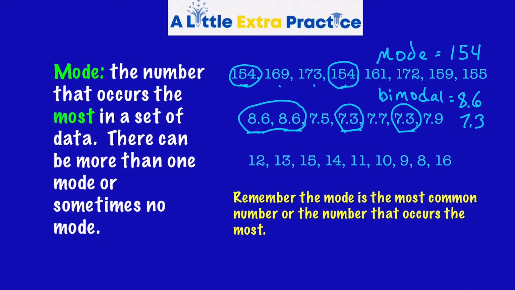Looking at the final set of data: 12, 13, 15, 14, 11, 10, 9, 8, 16. Every number occurs one time only, so in this case there would be no mode. They all occur only one time. No number occurs more than any of the others, so in this case we can have no mode.